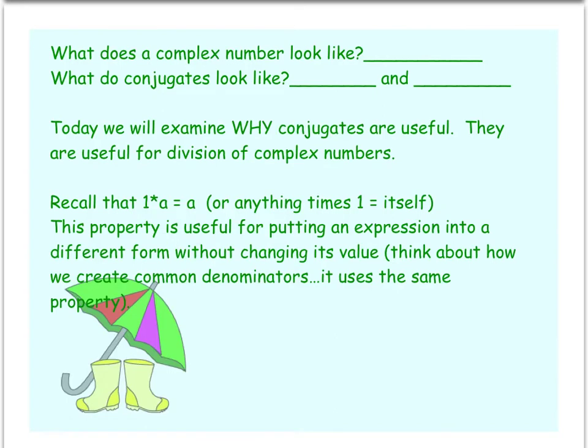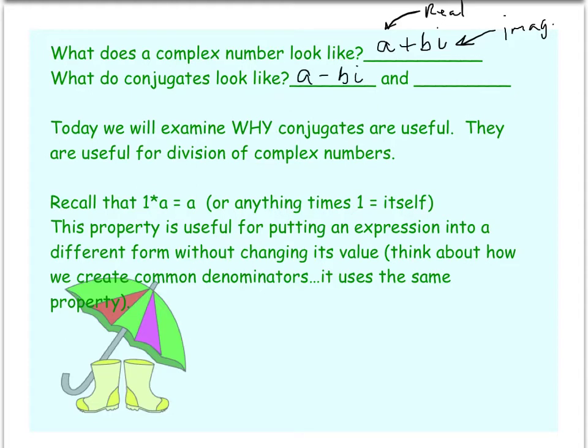So what does a complex number look like? Well, it is simply a plus bi. So we have a real part with a and an imaginary part with bi. Conjugates look exactly like a plus bi, except they have a different sign. So we might have a minus bi.